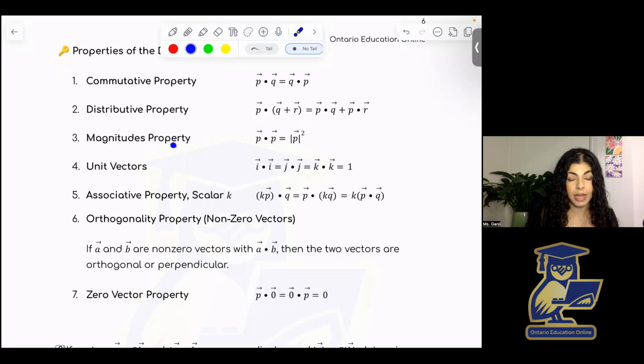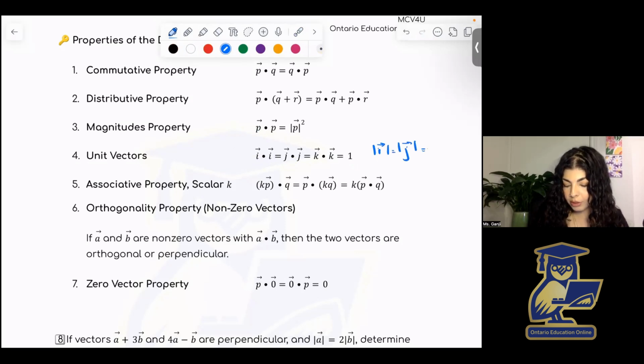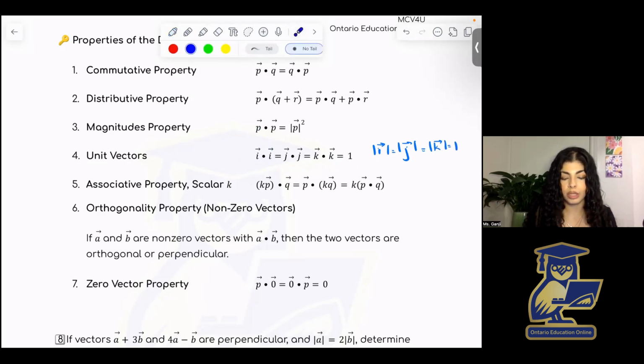It's the magnitude property, where the dot product of a vector by itself is just its magnitude squared. And remember, this is the maximum value for the dot product that you will get in this case. And now we also have unit vector. So this is derived from the magnitude property. So any unit vector, if you take a dot product by itself, because the magnitude of i is equal to the magnitude of j, which is equal to the magnitude of k, and it's equal to 1, then all of these dot products will just be equal to 1.